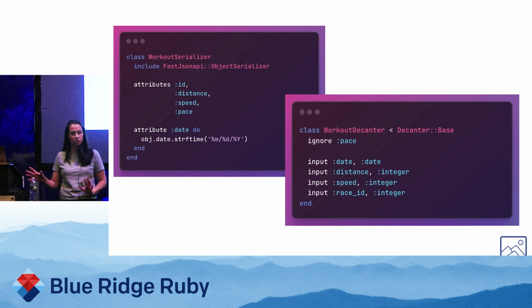So if they did come in as a string and you want to make sure that they're an integer before they actually hit your logic, you can do that. You can also ignore certain attributes that should not be passed through, and all sorts of things. So I encourage you to check it out. I think it's a really, really neat tool. I liked it a lot. We use it in a lot of our projects.